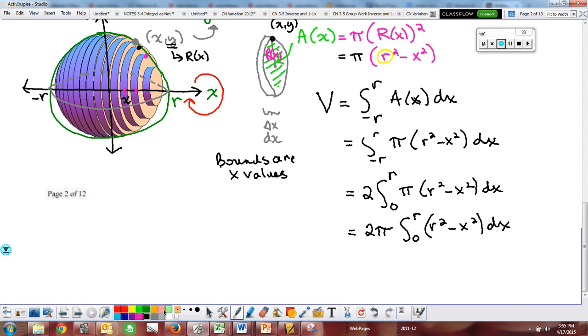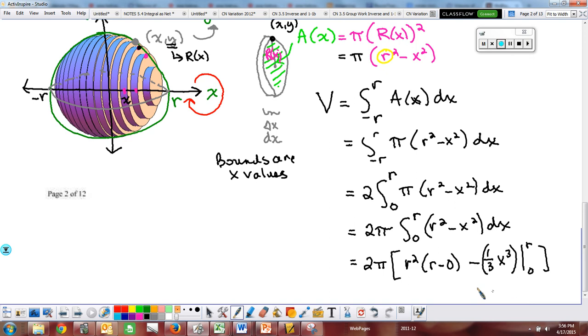Now remember, this r is a constant. So I need the antiderivative. Let's bring our 2 pi here. I need the antiderivative of a constant, which would be the constant times the difference in your bounds, minus, now I need the antiderivative of x squared, so that would be 1/3 x cubed, and we're evaluating this last term from our 0 to r.